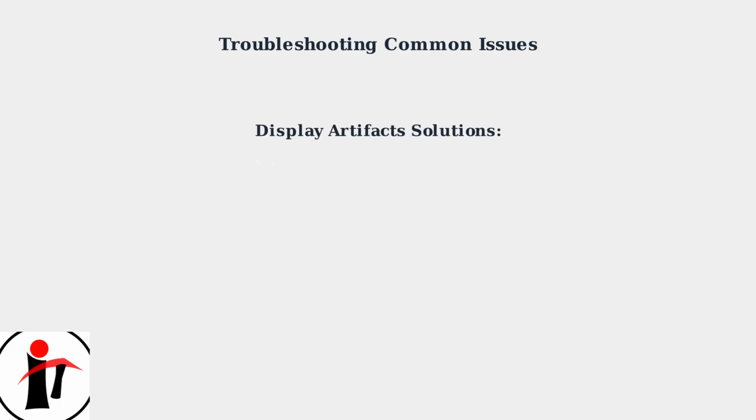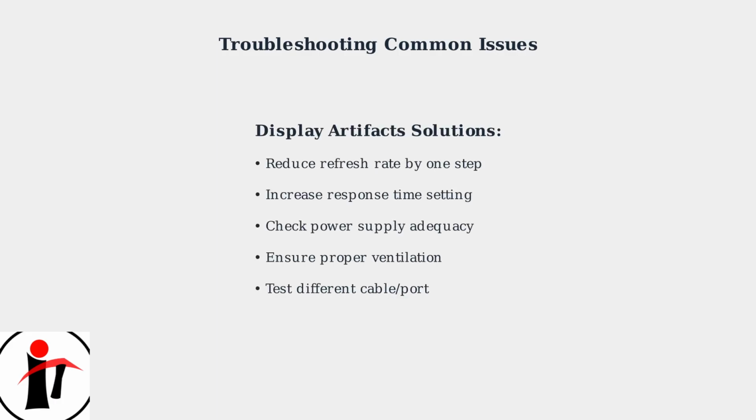If you encounter display artifacts like flickering or color distortion at high refresh rates, try reducing the refresh rate slightly, adjusting response time settings, or checking your power supply and ventilation. These optimization and troubleshooting steps will help you achieve the best possible refresh rate performance from your Sceptre monitor. Remember that stable performance is more important than maximum refresh rates.